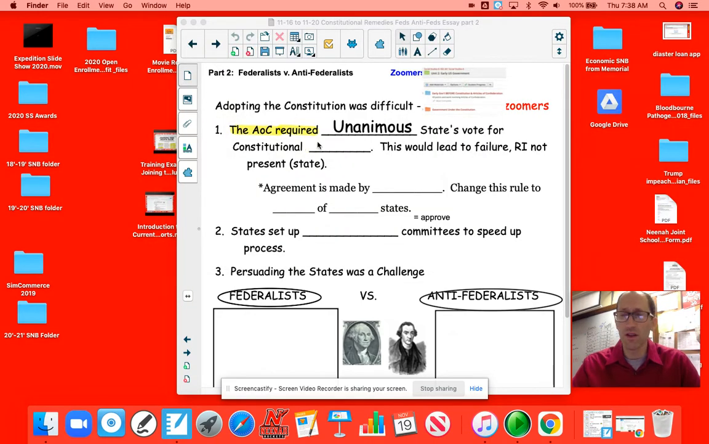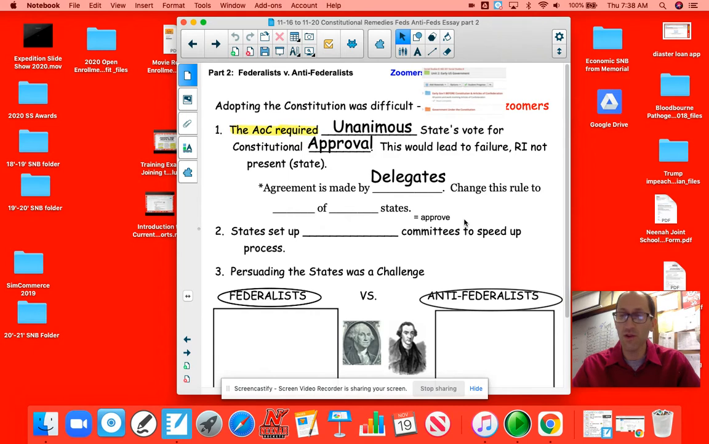The Articles of Confederation required unanimous or 100% states vote for constitutional approval. This would lead to failure because, remember, Rhode Island was not present at the convention. They were one of the 13 colonies or states at the time. So an agreement was made between the delegates to change this rule to 9 of 13. This was highly illegal and in a current situation would not be allowable.